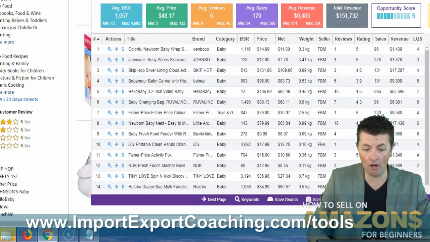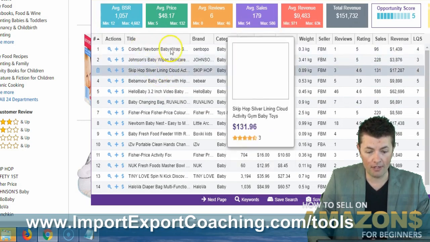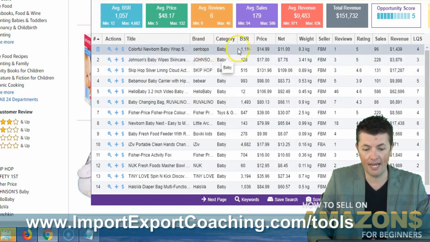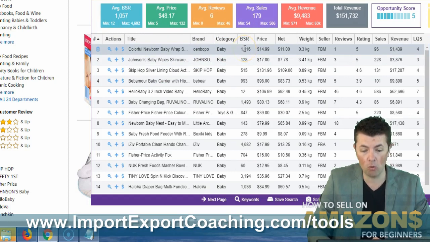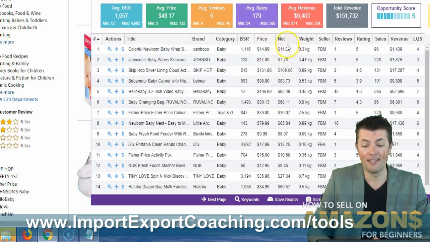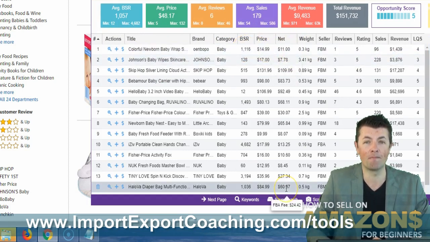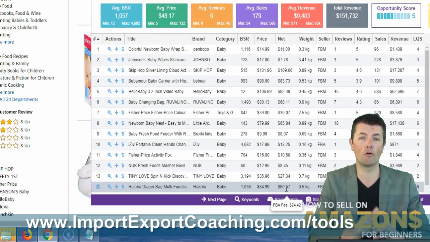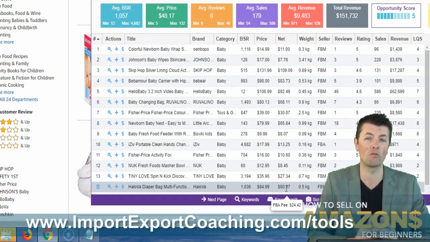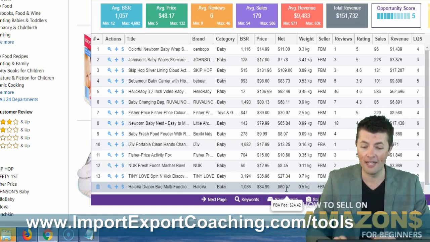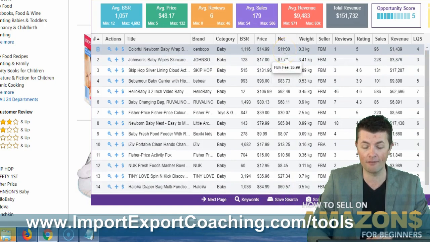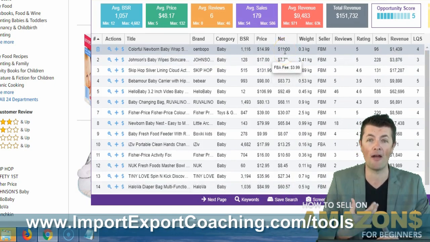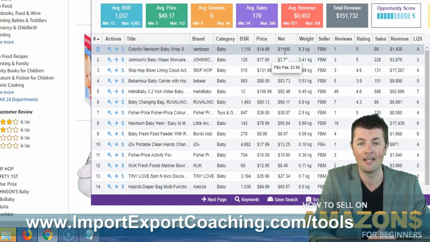But it tells me everything from the title of the product, right, the brand of the product, the category, the best seller rank, which is important, right, the price of it, the net price after you deduct the FBA fee. Now, FBA stands for Fulfilled by Amazon, and it's a warehouse where they store your products and they send it to your customers. Now, you can do this yourself if you want, and in this case, you would save yourself $3.99, but I would rather pay someone $3.99 to pick, pack, and ship the product to my customer.